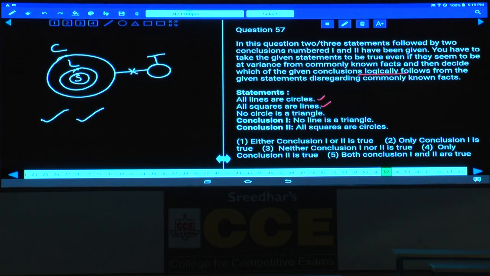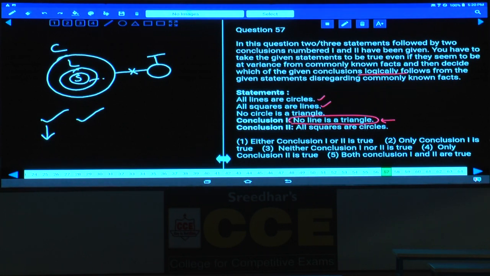Now both the conclusions followed, and between these two, the first one is a negative conclusion. In order to check whether it is true forever or not, we need to go for an alternate diagram, because it is a negative conclusion which is true from the basic diagram. Then what is a complementary pair to this? No line is triangle. Some lines are triangles.